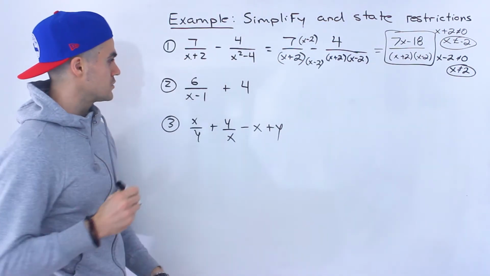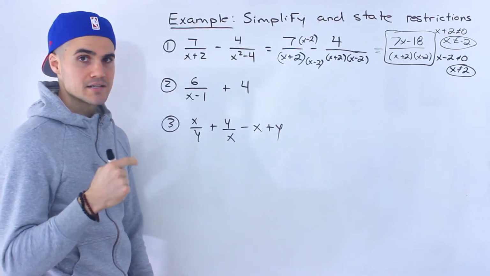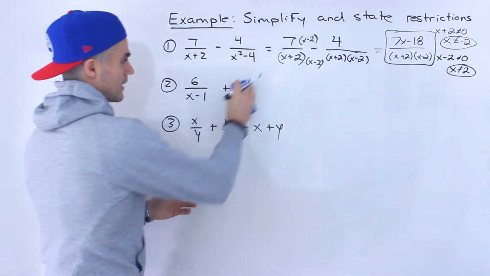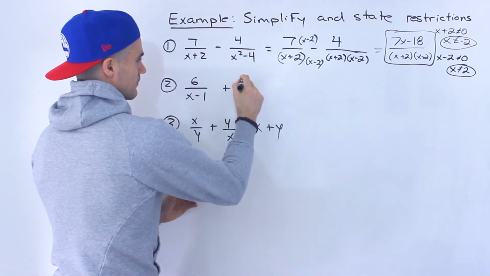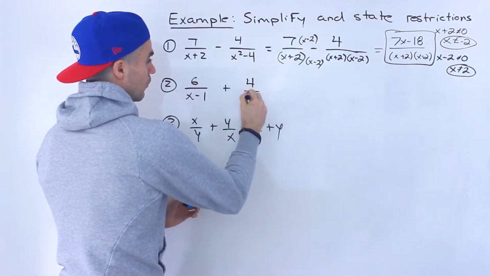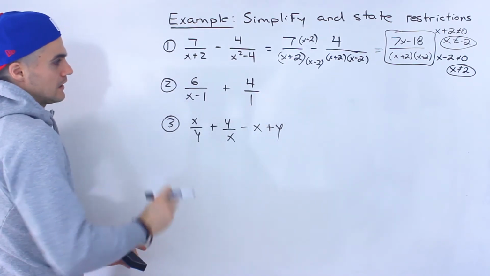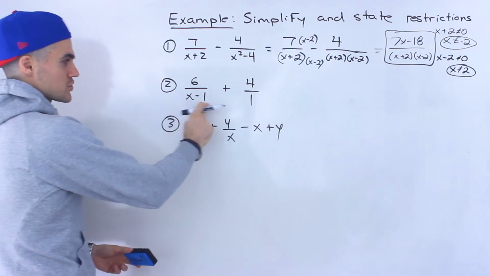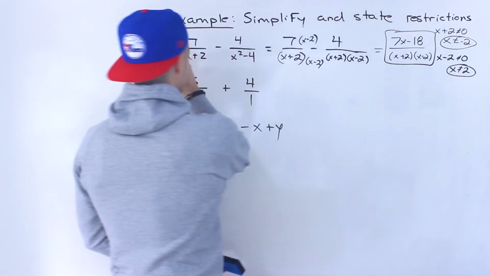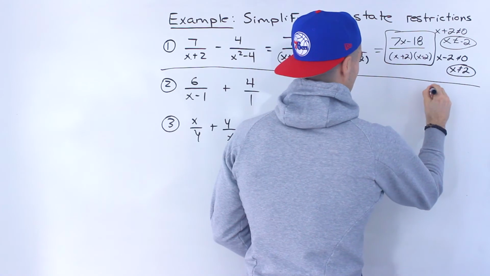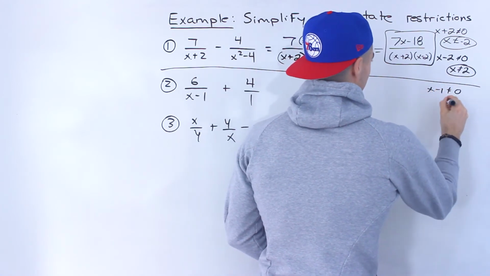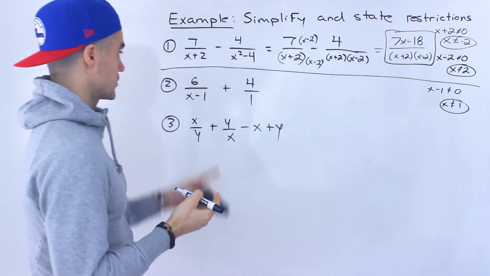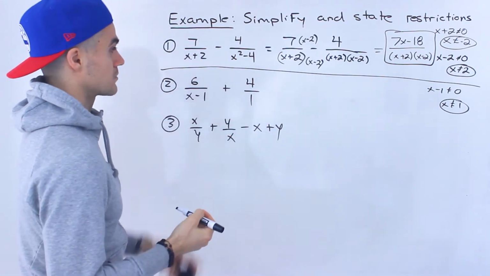Now moving on to number 2, we've got 6 over x minus 1 plus 4. This plus 4 here, we can rewrite as 4 over 1. At this point there's nothing we could factor, and we're only going to have one restriction, from x minus 1. X minus 1 cannot equal 0, which means x cannot equal 1. That's the one restriction for question number 2.